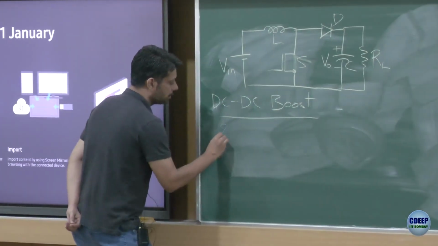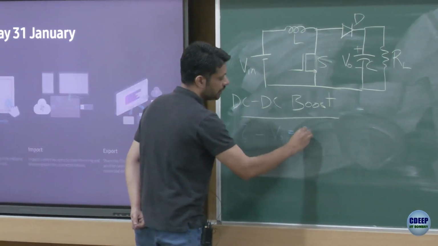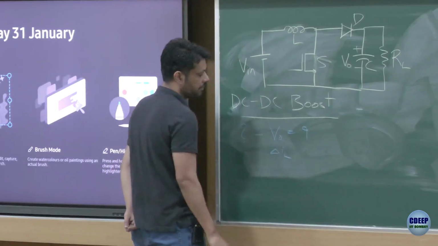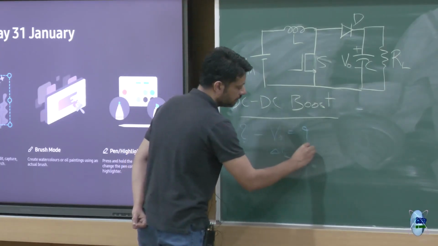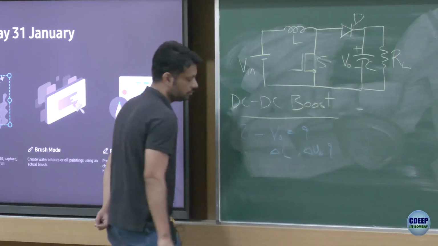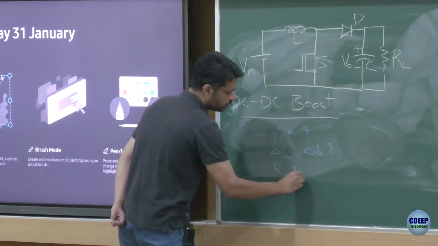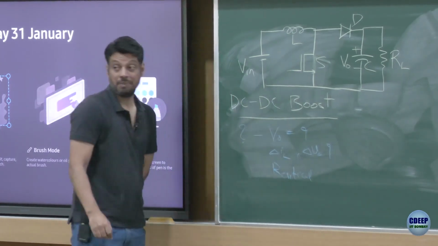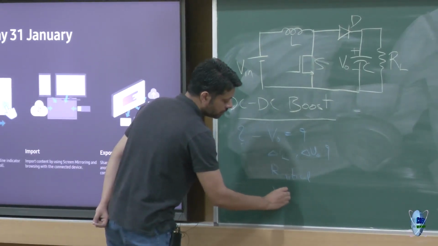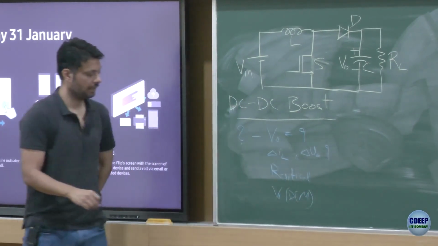The questions were, what is the average output voltage? What is the inductor current ripple? What is the output voltage ripple? What is the critical resistance? And maybe if you are keen on doing it, finding the output voltage in case of DCM as well, right.